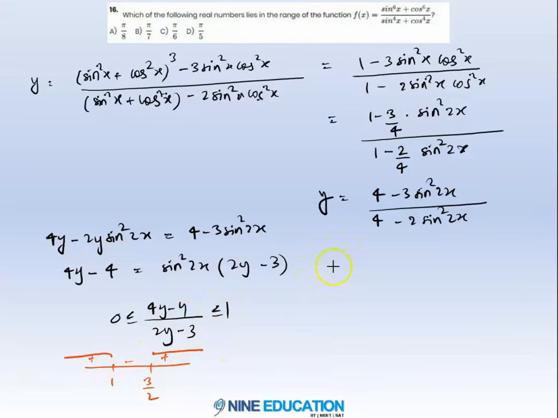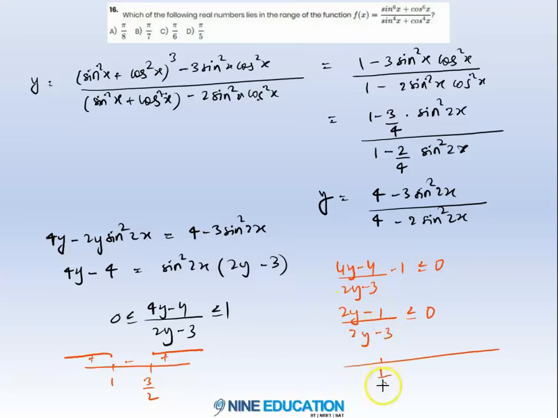And if we solve the second case, 4y minus 4 by 2y minus 3 minus 1 less than or equal to 0, we will be getting 2y minus 1 by 2y minus 3. So from here we will be getting critical points as 1 by 2 and 3 by 2. Again this is plus minus plus. We want negative, so it is 1 by 2 to 3 by 2 with 3 by 2 open, because the denominator cannot be 0, and 1 by 2 closed.